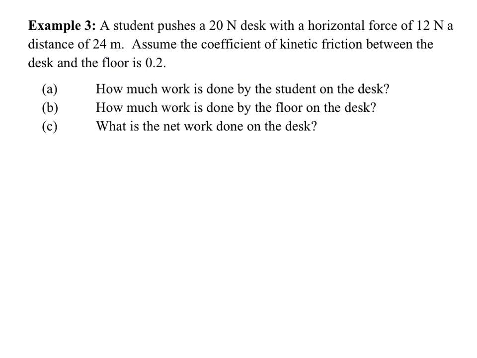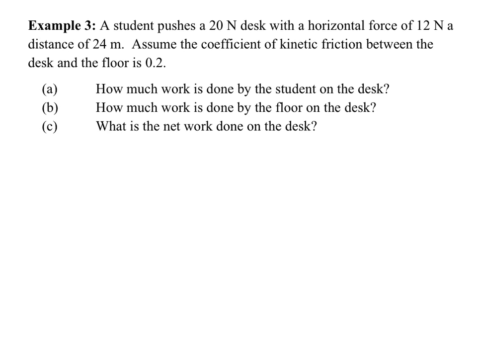So let's take a look at this concept of net work. This is what John was asking about. This is our last example for today. Imagine you have a desk and you're pushing on it. The desk's weight is 20 newtons and you're pushing with a horizontal force of 12 newtons, and it's going for a distance of 24 meters. If we know the coefficient of kinetic friction is 0.2, that's mu from last chapter, we want to calculate three things. How much work is done by the student? How much work is done by the floor, in terms of friction? And what is the net work done on the object?